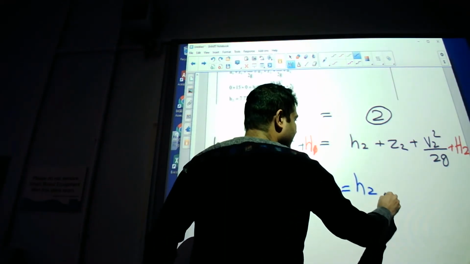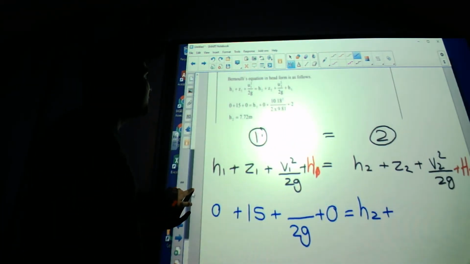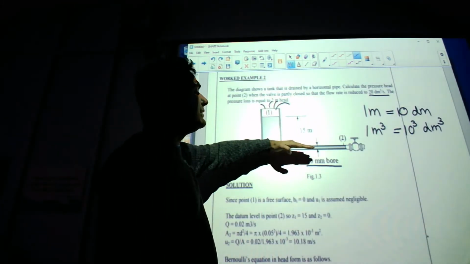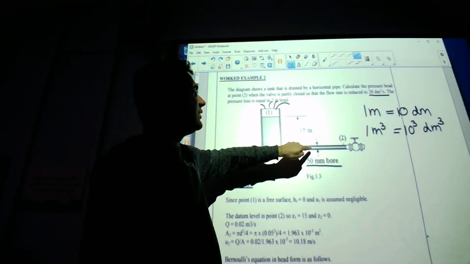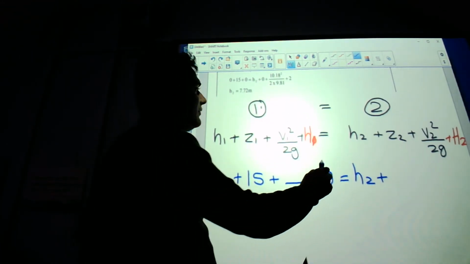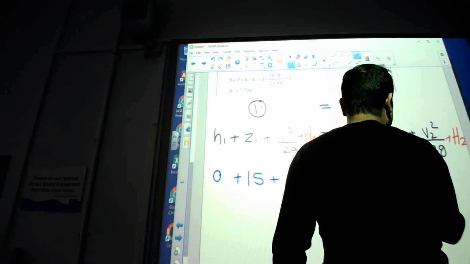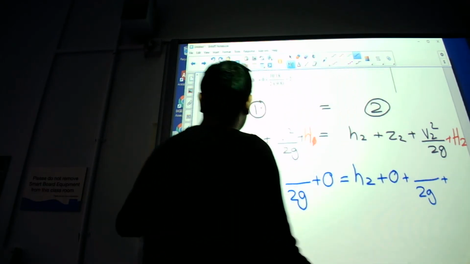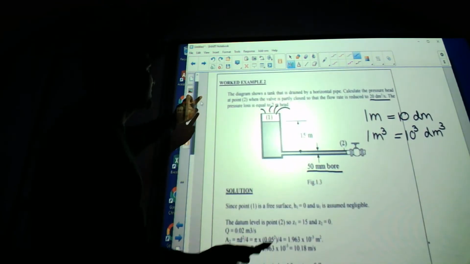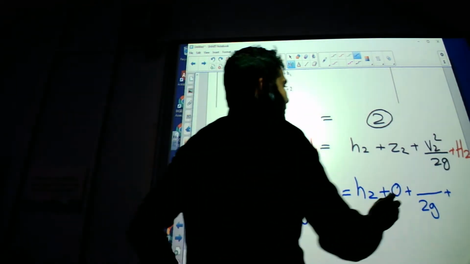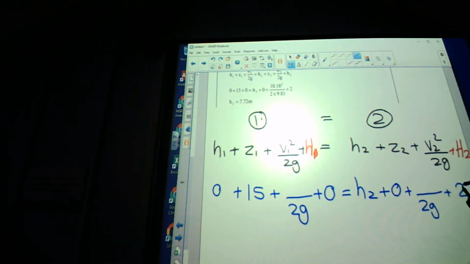Z2 is called the datum line, D-A-T-U-M, datum line. It's 0. It's at the surface. So Z2 is the height from the surface, which is 0. 2g is here. The big H2 is given, which is 2 meter head. Yeah? So I write a 2 there, that H2 is 2.